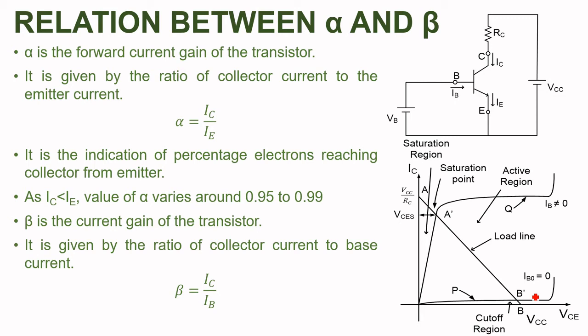Beta is the current gain of the transistor. It is given by the ratio of collector current to the base current. These two expressions are very popular expressions.